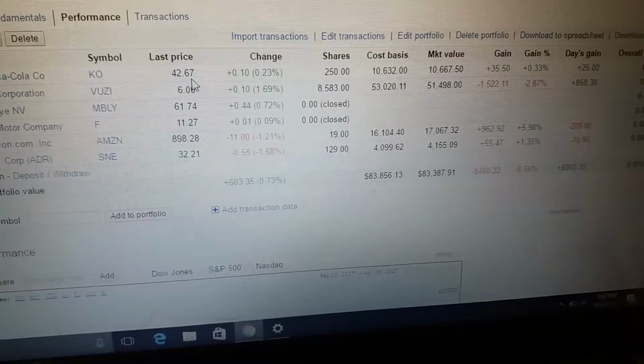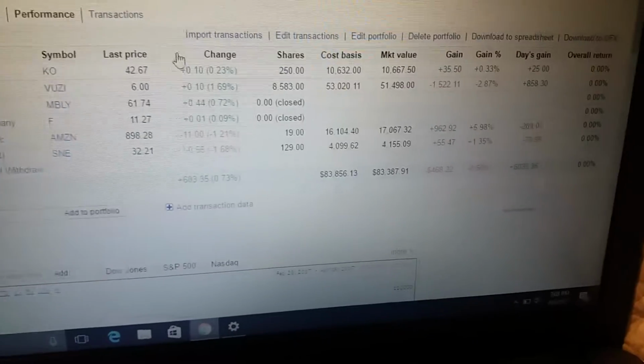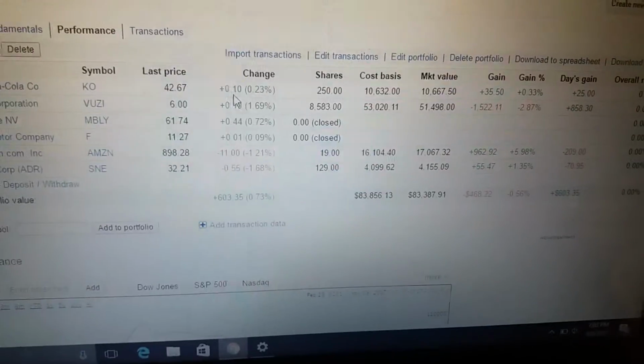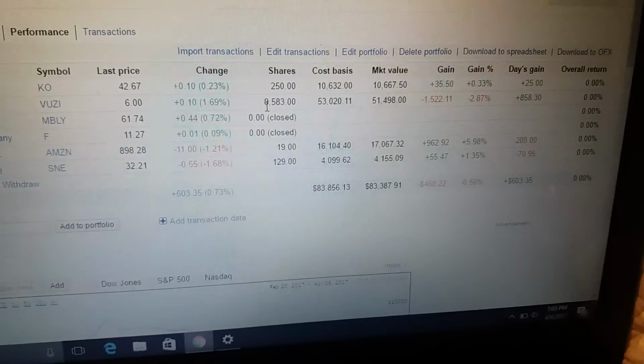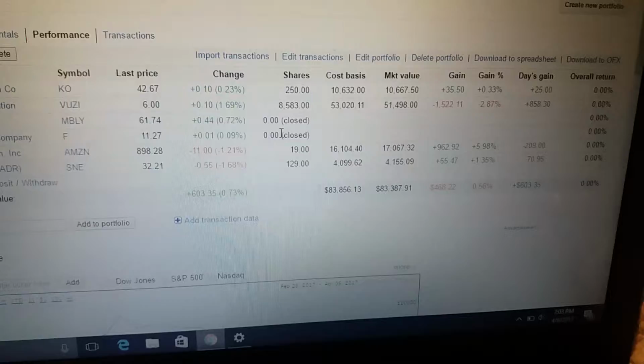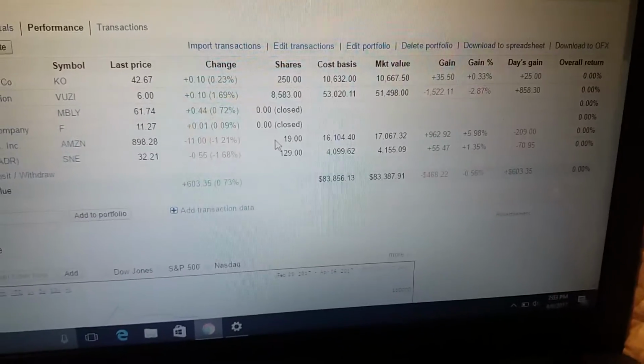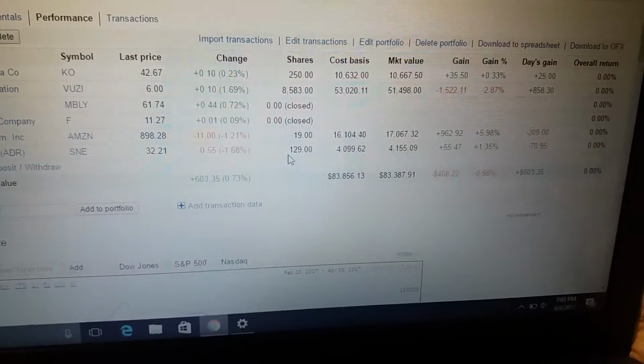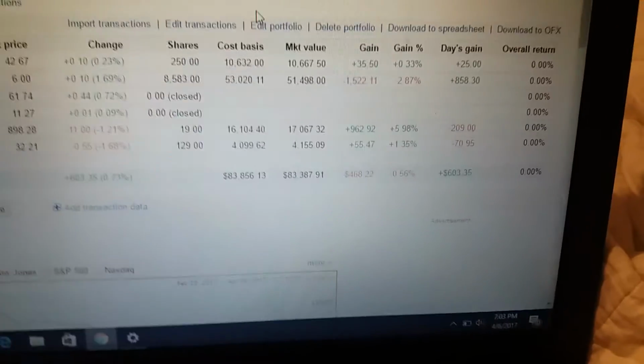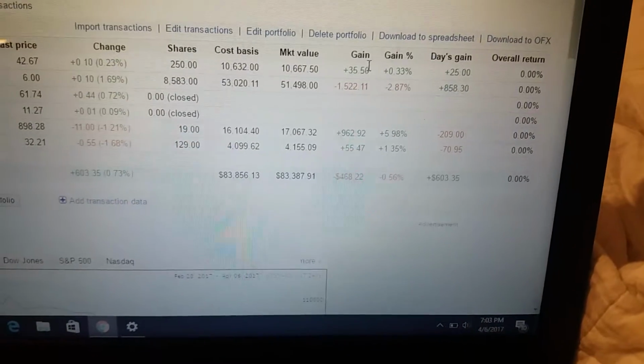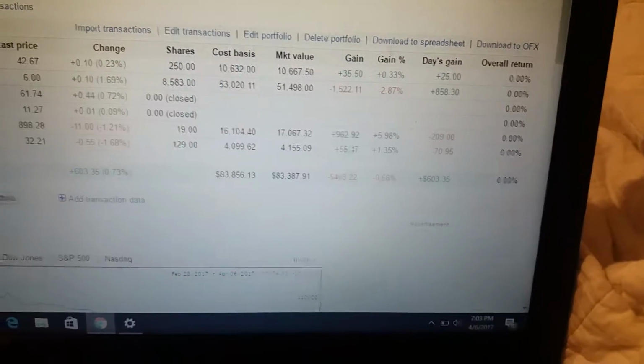This is the last price that it sold for today. This is the change, how much it went up. This is how many shares you own. 0, closed, closed. So we don't have to worry about those. Amazon and Sony. Okay? You don't have to worry about the rest of this. Gain, it gained $35, and so on.